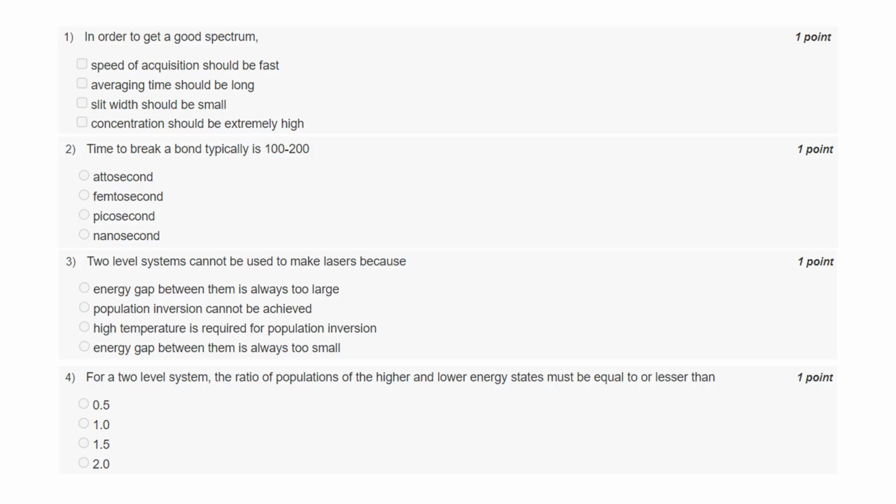many times. Speed of acquisition should be fast? Not really, right? What should be the answer to get a good spectrum? Averaging time should be long. Yes. If we can take the acquisition time for long, or we can average at one point for long, then our spectra will be less noisy. That is one thing, and then the slit width should be small.